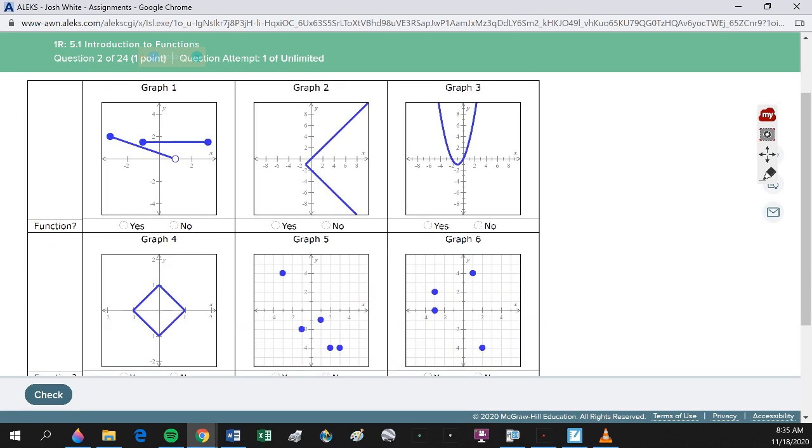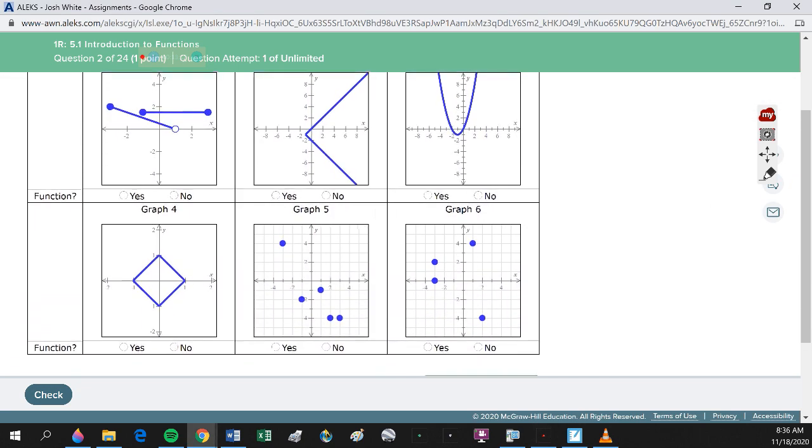All right. Is graph 1 a function? No, because it fails the vertical line test. 2? No. 3? Yes. 4? No. 5? Yes. 6? No. 6 fails the vertical line test right there. So if you would have been paying attention, that's failing. Because they're right on top of each other.